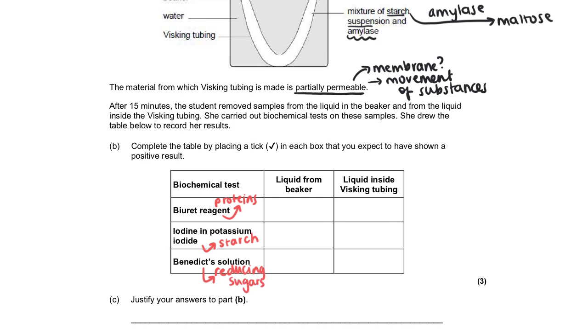So my beaker is going to have water in it, and then we need to figure out whether there are any proteins present, whether any starch has gotten through, or whether any reducing sugars have been present. So we're not going to have proteins because they're too big. They simply won't diffuse. For the same reason, we won't have starch either.